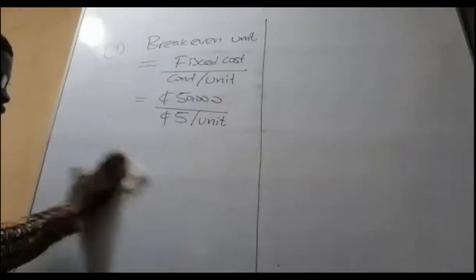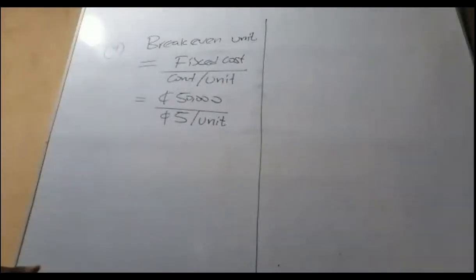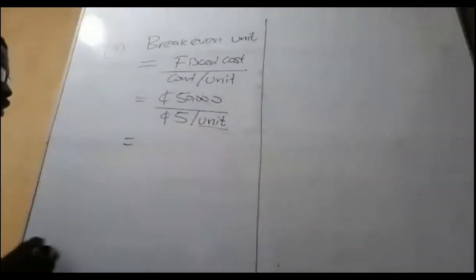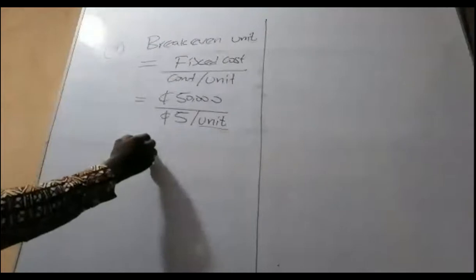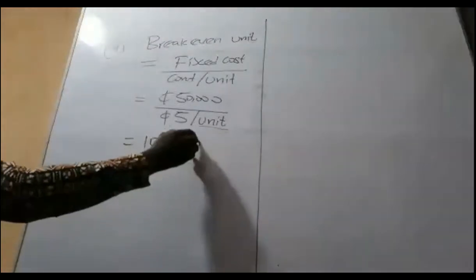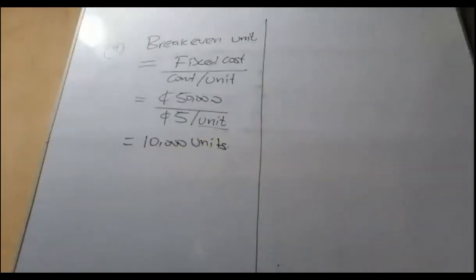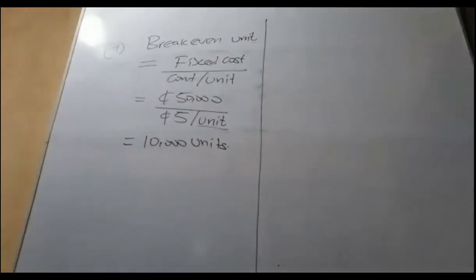Now let's see. Cedis will cancel cedis, so we are left with units. The answer will be 10,000 units, right? 10,000 units. So that means when they produce 10,000 units, they are going to break even. So that's the first thing that we will do.